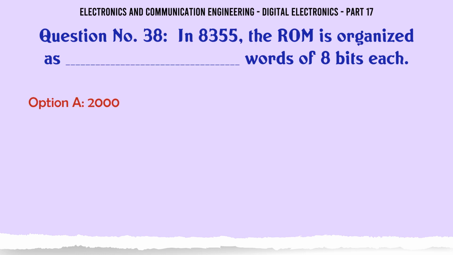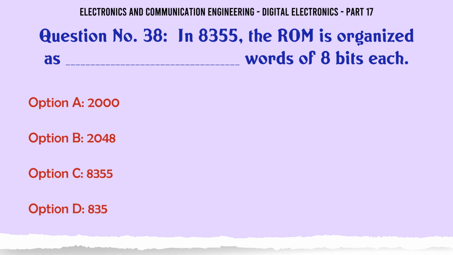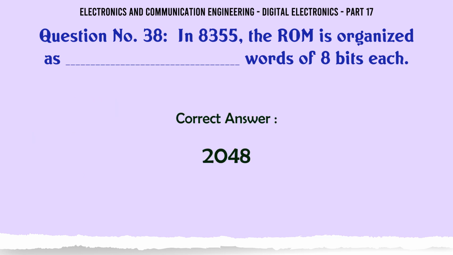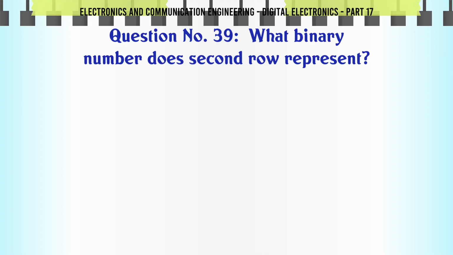In 8355, the ROM is organized as words of 8 bits each. A. 2000, B. 2048, C. 8355, D. 835. The correct answer is 2048.